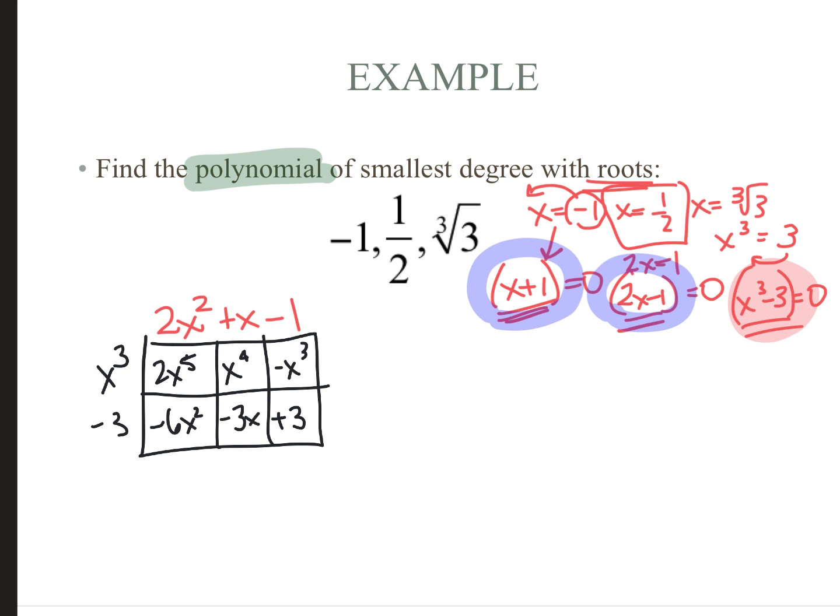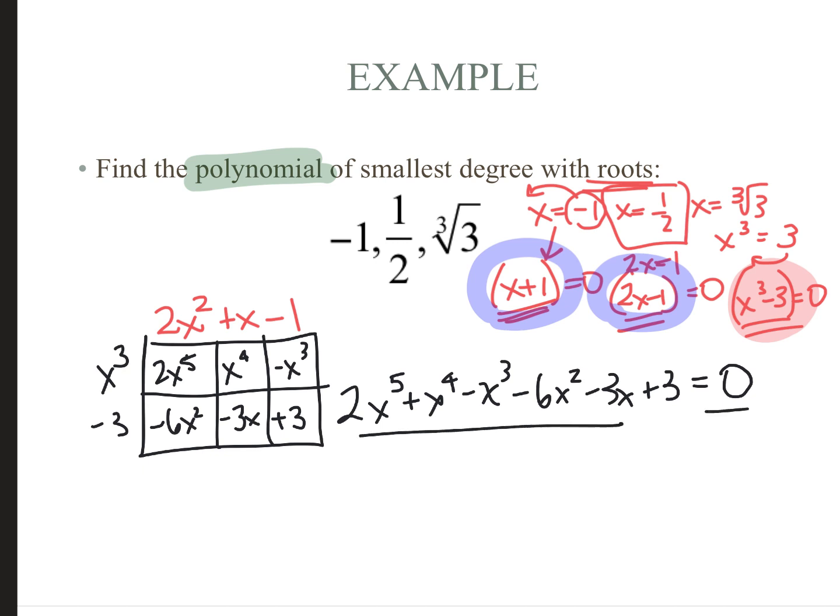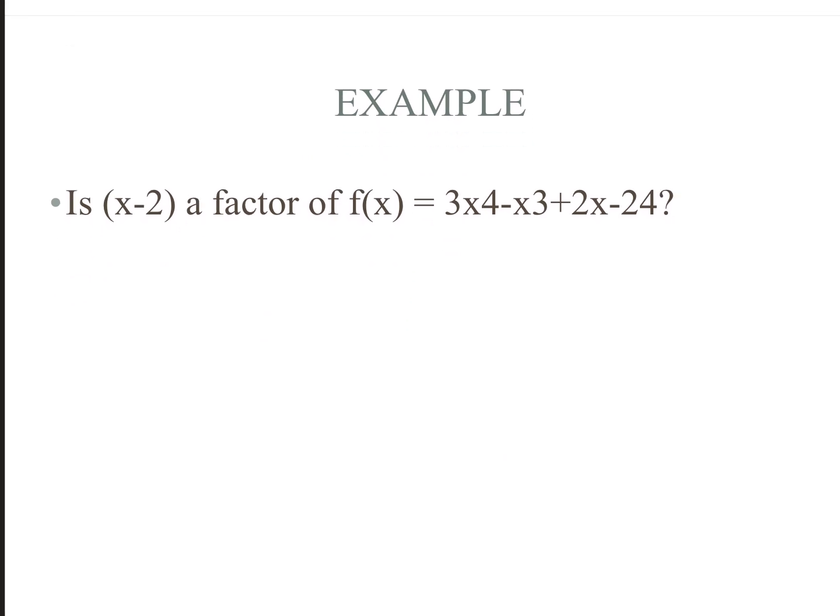So let me write it all out so you can see it. It is 2x to the 5th plus x to the 4th minus x to the 3rd minus 6x squared minus 3x plus 3 equals 0. Okay? It's supposed to be a polynomial equation, and I kind of wish this said that, and it's a little late for me to go back. However, polynomials don't necessarily have roots. Equations have roots.